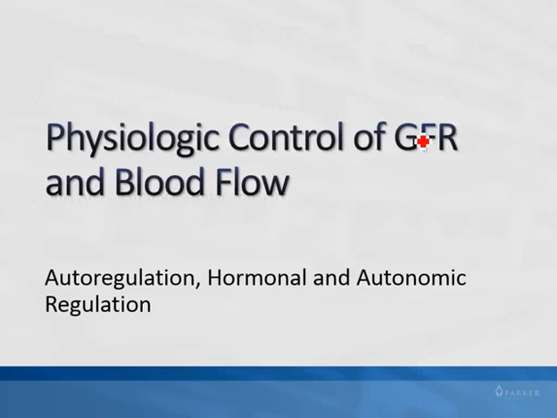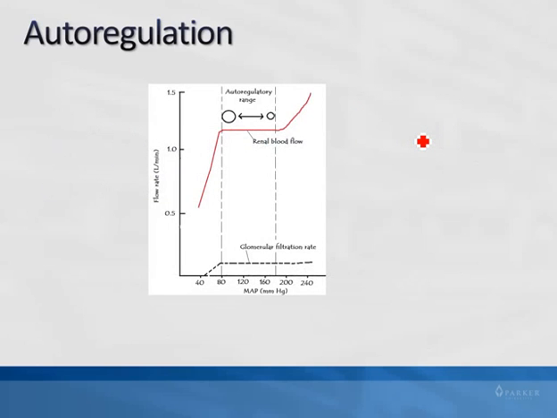So let's talk about a little autoregulation. And we'll stop. We'll do the hormone stuff next time. So we'll just do a little autoregulation right now. What does autoregulation literally mean? What does it mean? Self-regulation. So the renal circulation is highly autoregulated.